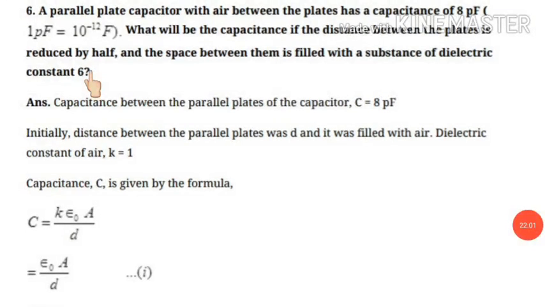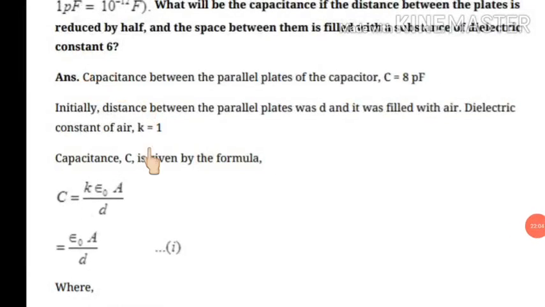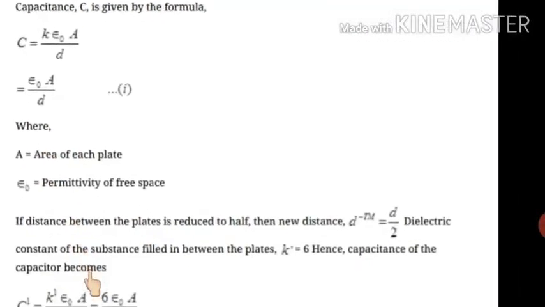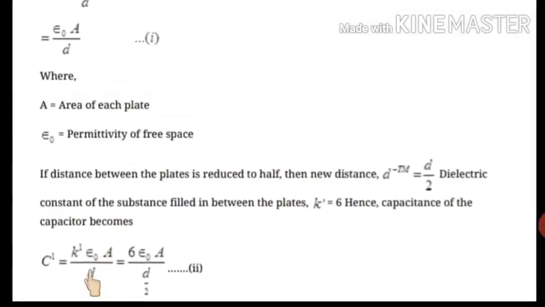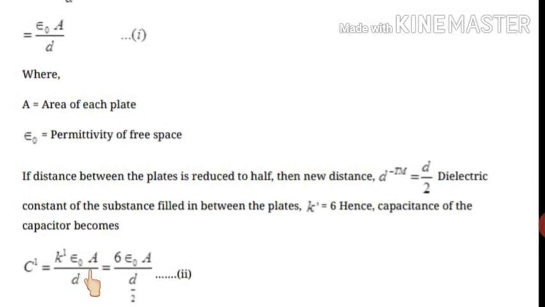Now what will be the new capacitance? Actually the value of the capacitance will change. We know that C is equal to epsilon naught A upon D when air is there between the two plates of the capacitor and the distance is D. Now according to the conditions given, the distance will be D by 2 and the value of K is 6. So the new value of the capacitance will be C dash is equal to K epsilon naught A upon D dash.